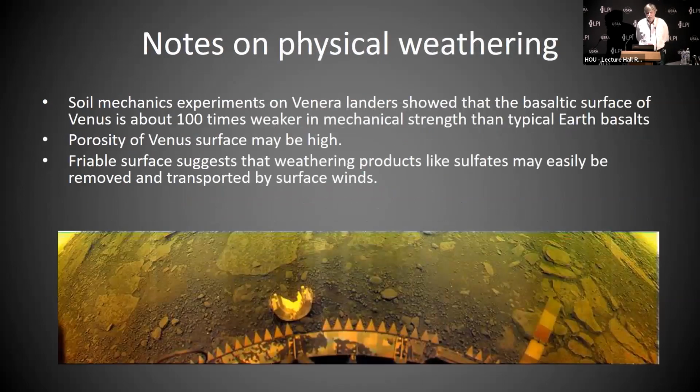So some notes on the physical weathering. The soil mechanics experiments on the Venera lander show that the basaltic surface of Venus is much weaker than on Earth, which leads to the possibility that the surface is very porous and therefore a good physical sink for SO2. And the friable surface suggests that weathering products like sulfates may be removed and transported by surface winds.